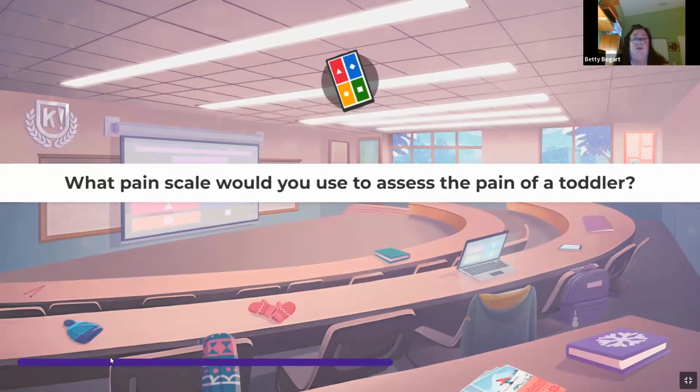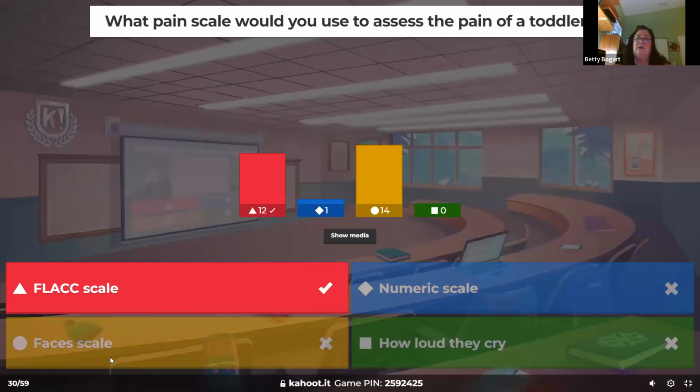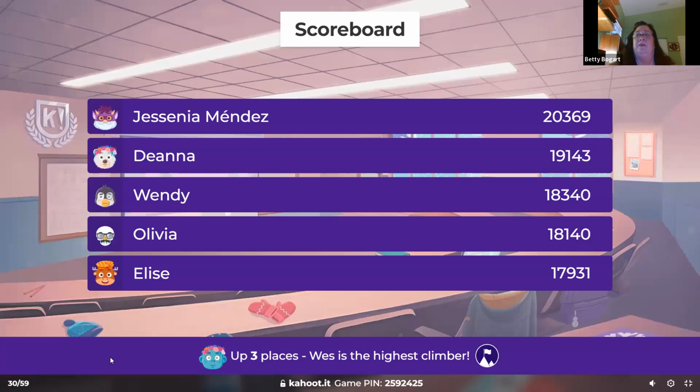What pain scale would you use to assess the pain of a toddler? And that's the FLACC. That's the faces, the legs, movement, activity, and crying, consolability. That's toddler. At preschool, age 3, it becomes faces.